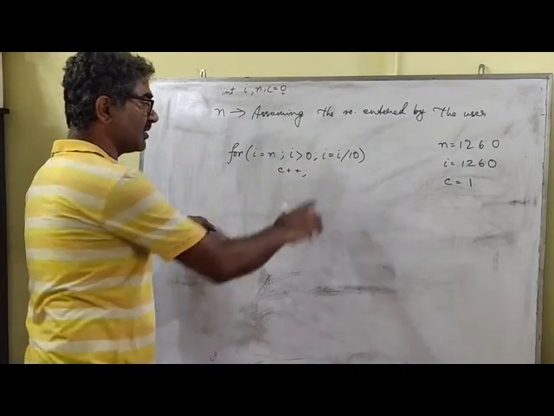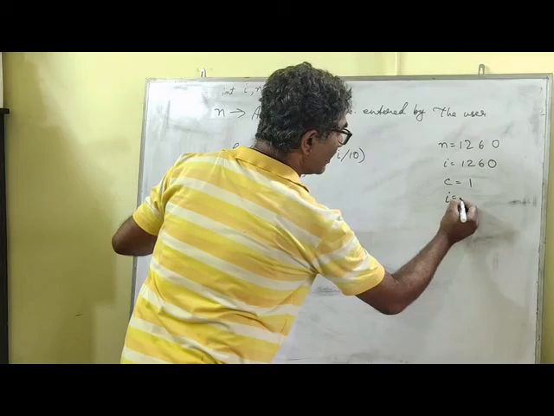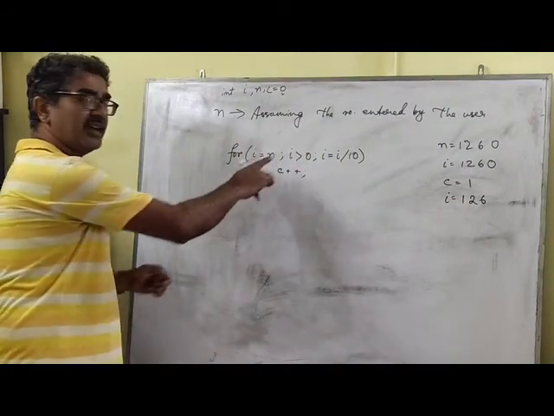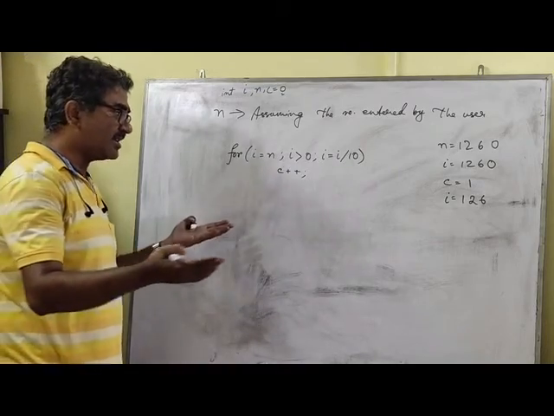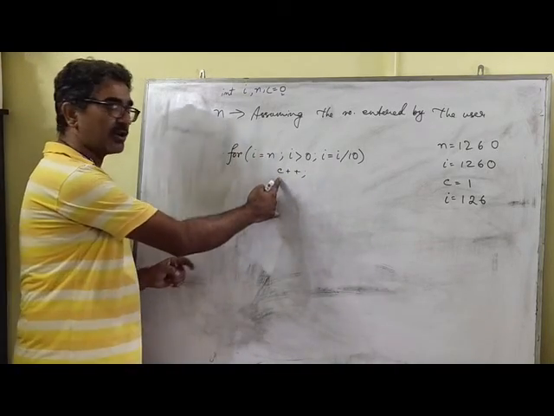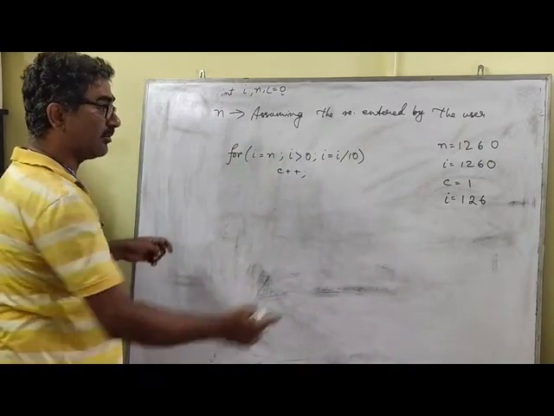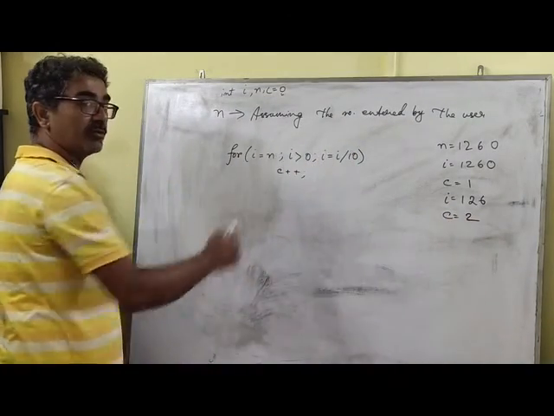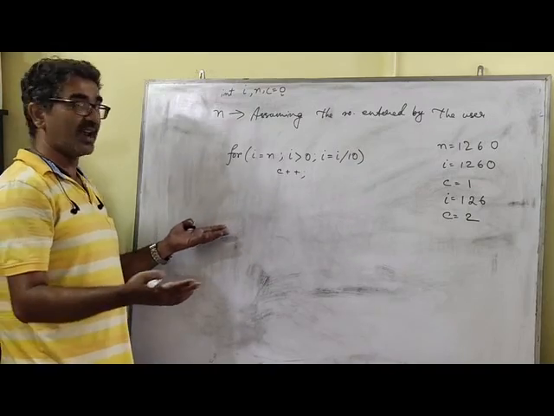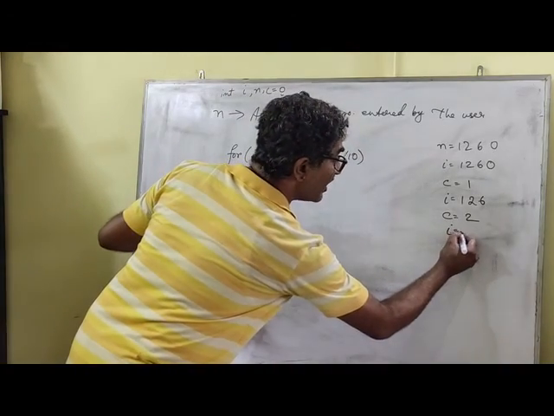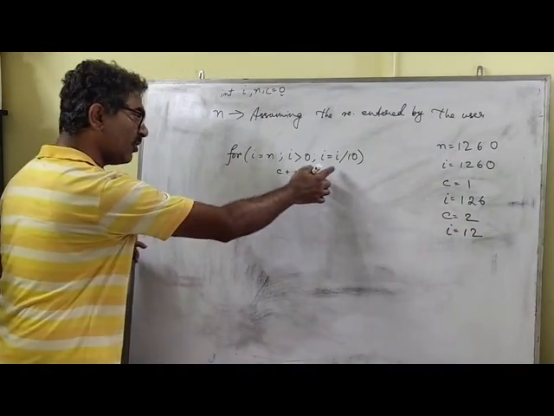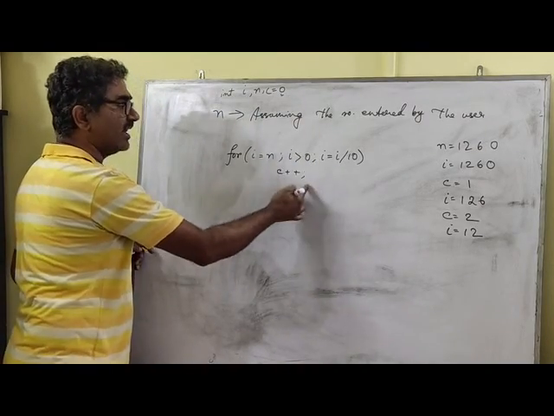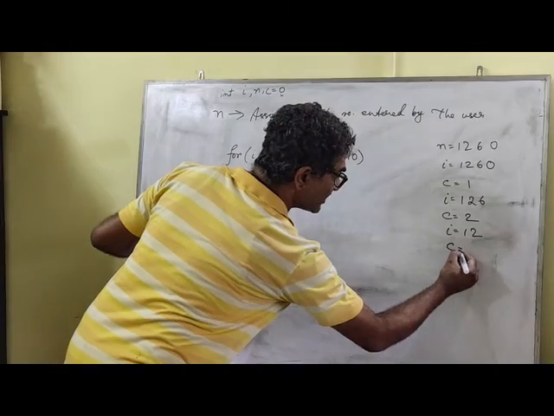So updation, what is written? I equal to I divided by 10. So what is the new value of I? Obviously 126. Now 126 is again greater than 0. So since it is greater than 0, again it enters the body of the loop and C will get incremented by 1. So C was already 1, so the value of C will become 2. Now I equal to I divided by 10. So this time what is the value of I? This time the value of I will be 12. And once again you can see the value 12 is obviously greater than 0 and therefore C++. So the new value of C will be 3.